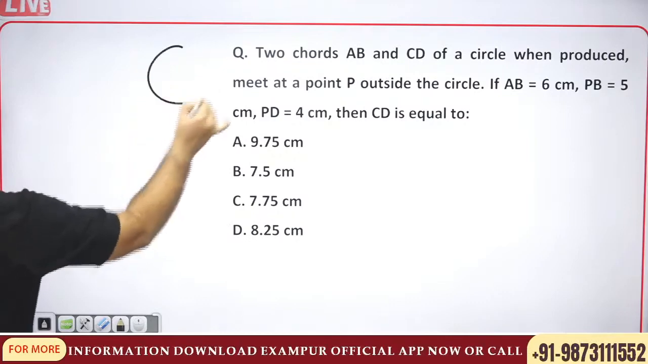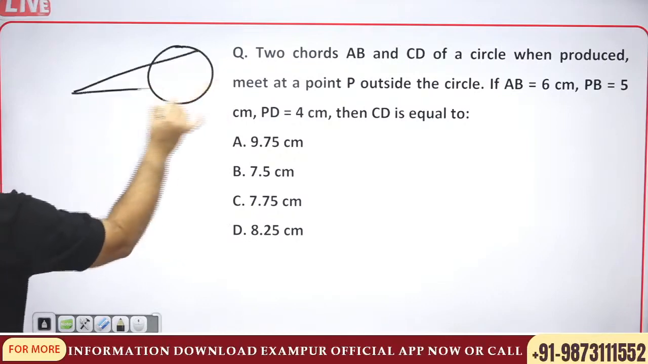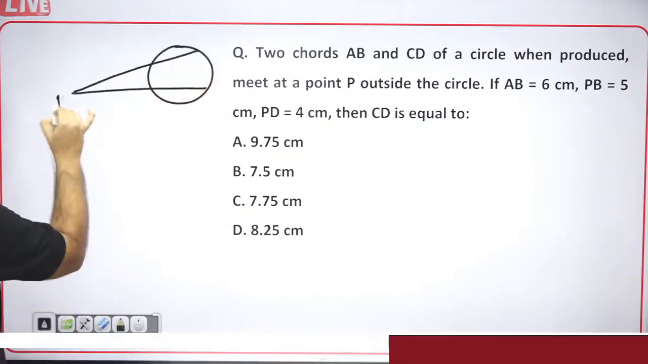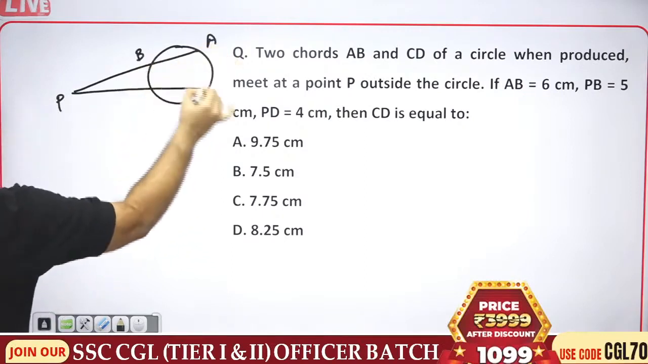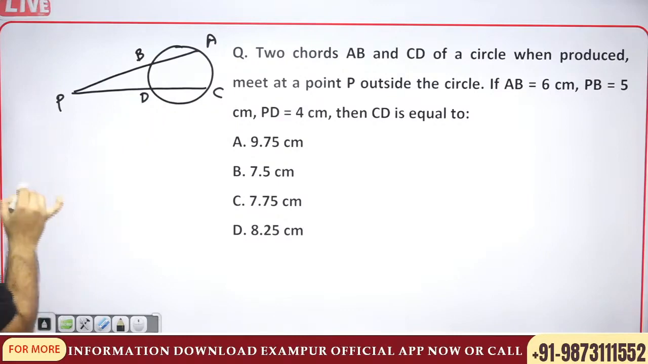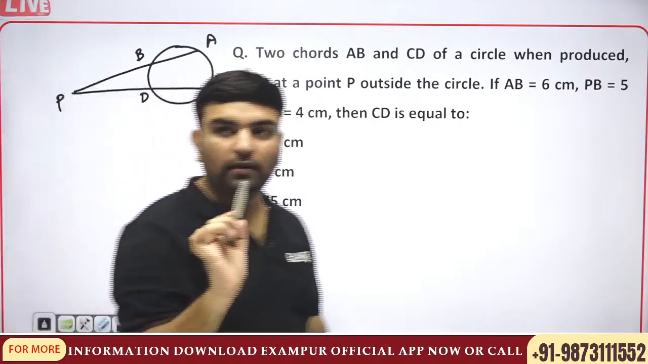Two chords produced to a point P, AB and CD. I am maintaining the order.